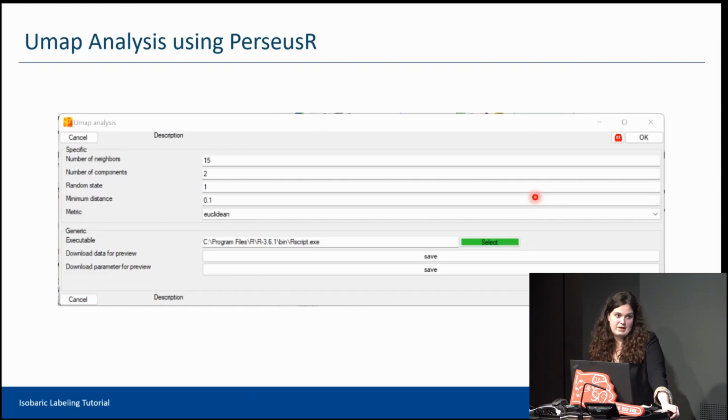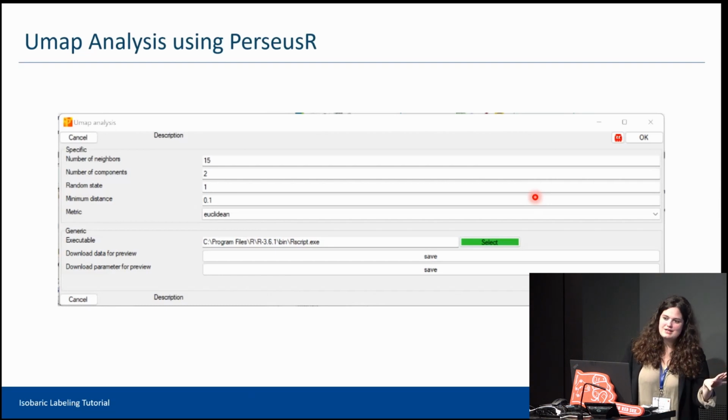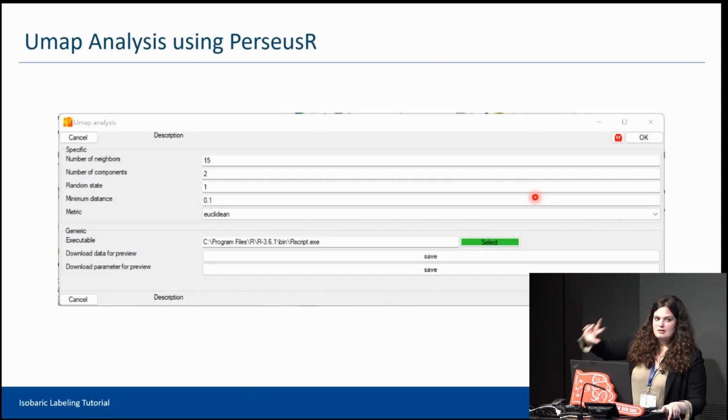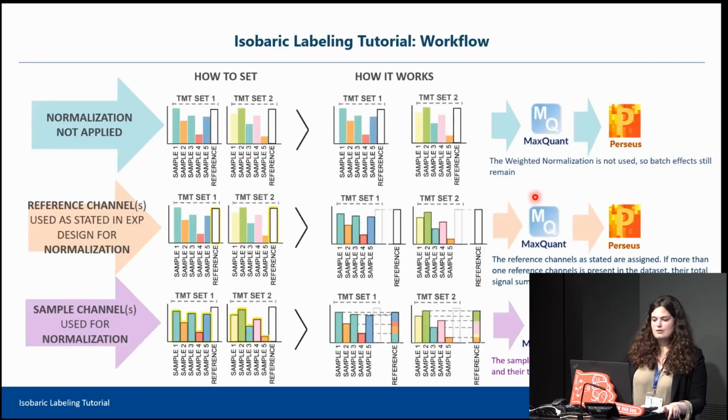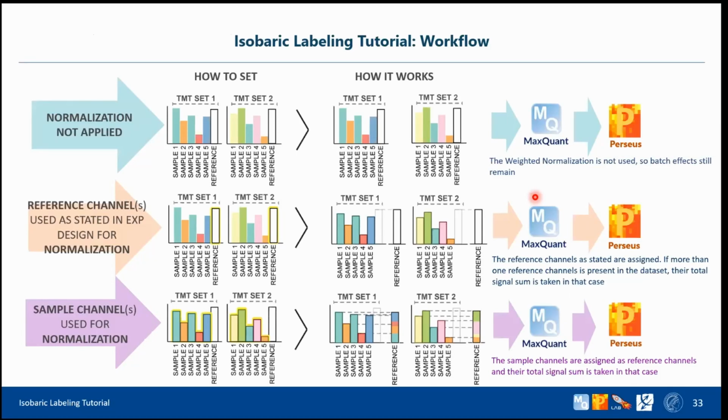So let's go back to our experimental design. We do this one, we do the UMAP analysis. What we get as output are the components of our UMAP analysis. We did it for 3 MaxQuant processes, so we have 3 different MaxQuant outputs and 3 different workflows in Perseus. So what we will get is 3 different UMAP analyses in these 3 cases. Let's see how they look.